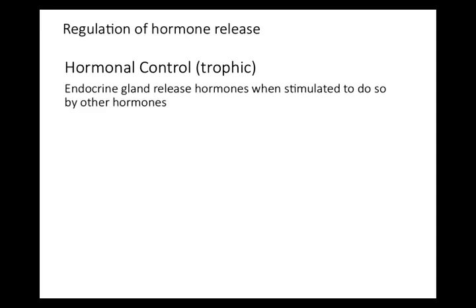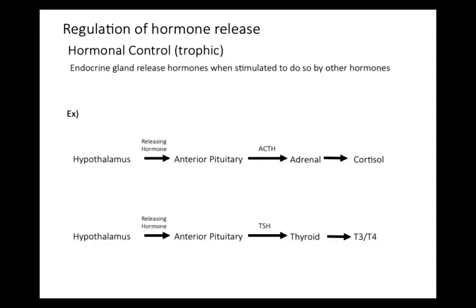Hormonal control specifically is when the endocrine gland releases some sort of hormone because it's stimulated to do so by other hormones. An example of this is just like we mentioned, so when the hypothalamus is telling the anterior pituitary that it needs to start producing some cortisol, or it needs to tell the adrenal gland to produce some cortisol, it's going to do that by releasing hormones, specifically releasing hormone that activates this area, and then that ACTH, which activates this area. So both of these situations are a hormonal controlled regulation of hormone release.